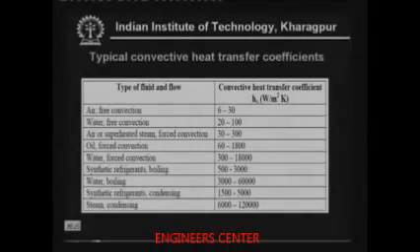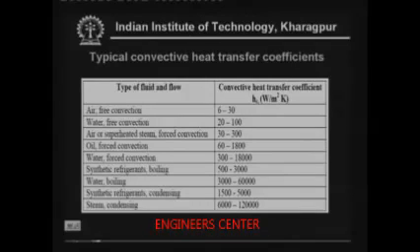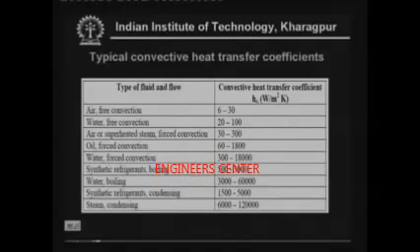Let me show typical convective heat transfer coefficients. This table shows the type of fluid and flow. Remember, once again I am repeating it, the convective heat transfer coefficient depends on the type of the fluid, on the flow, and also on the geometry. If you have air in free convection, that means heat transfer driven by density differences, then the heat transfer coefficient varies between 6 to 30 watt per meter square Kelvin. For water in free convection, the coefficient is slightly higher, 20 to 100. So water gives much higher heat transfer coefficients compared to air. This is due to the higher thermal conductivity of liquid.